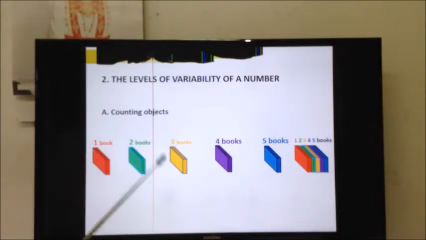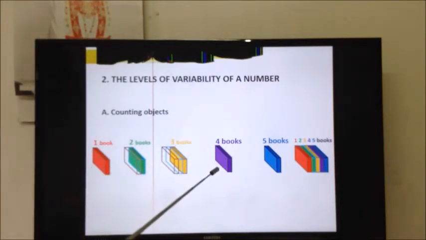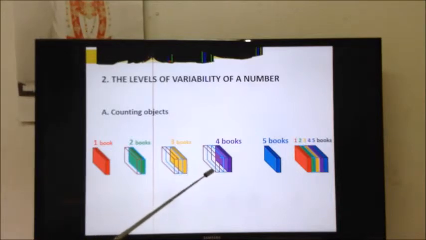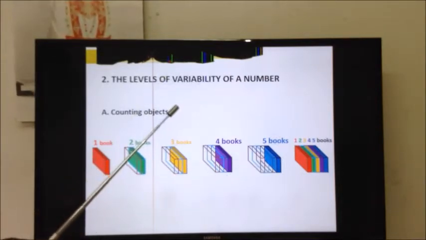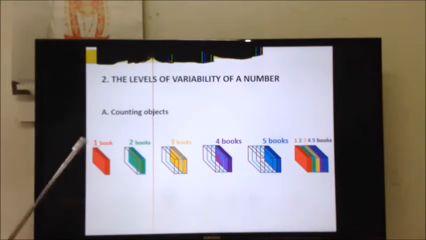When it comes to the second book, we say 2 books. Why 2? Because of the first book that went ahead of it. We go to number 3, we say 3 books because of the 2 books, meaning book 1 and book 2 that went ahead of it. For number 4, we say 4 books because of the book number 1, 2, and 3, which went ahead of it. For the fifth book, we say 5. Why? Because of 1, 2, 3, 4, which went ahead of this fifth book.